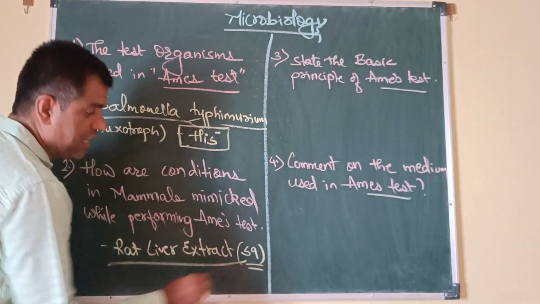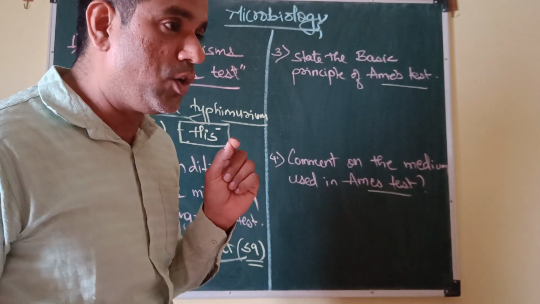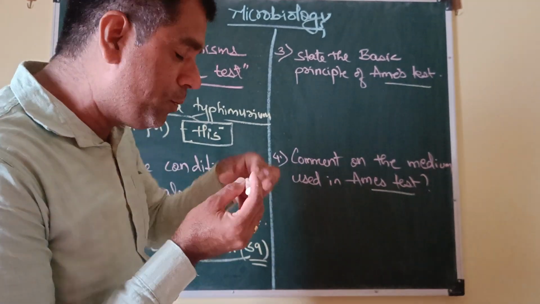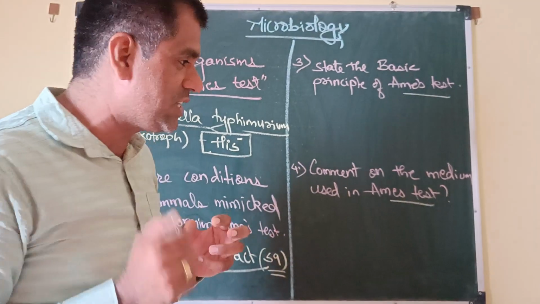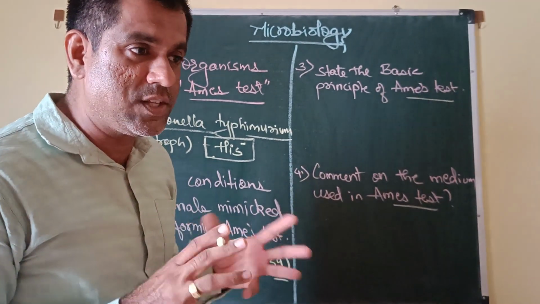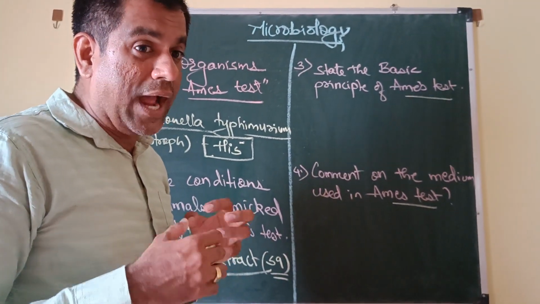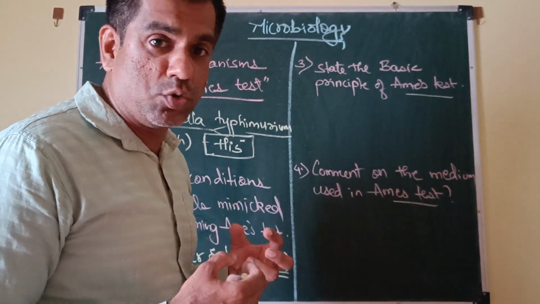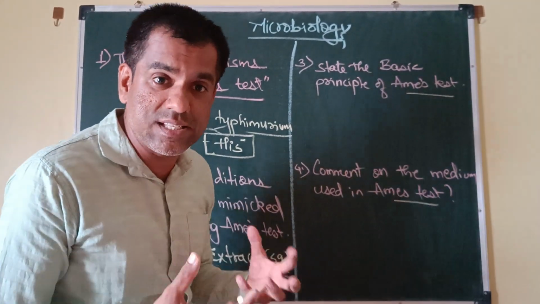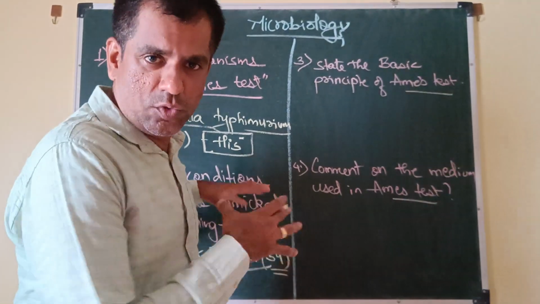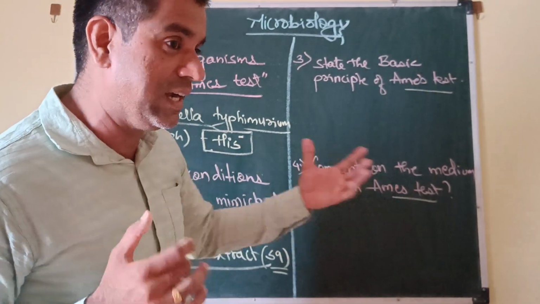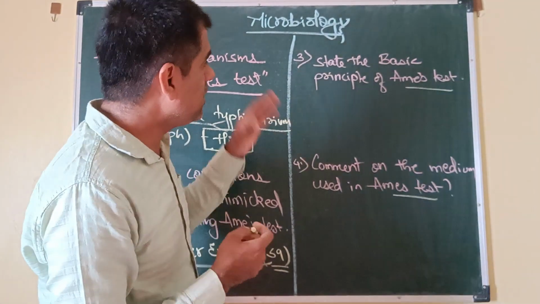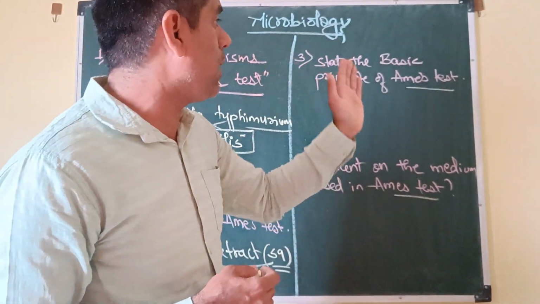It is generally the S9 fraction which is used to mimic the conditions. You take the compound and mix it with this rat liver extract, the S9 fraction especially, which will cause some metabolism, and then you can mimic what is happening to these particular compounds inside the human body. This is one of the limitations actually, but we will talk about it when we describe the entire test. Next one, state the basic principles of the Ames test.